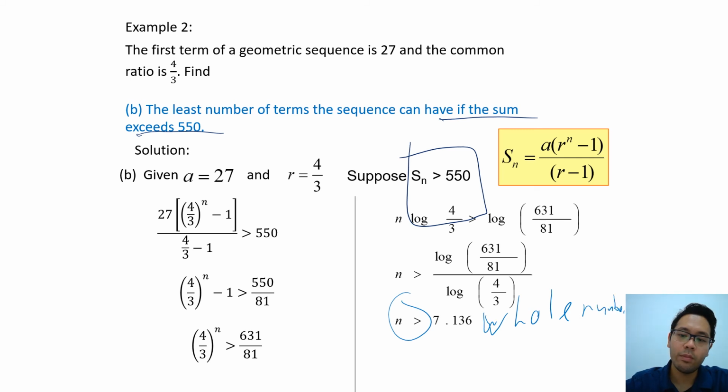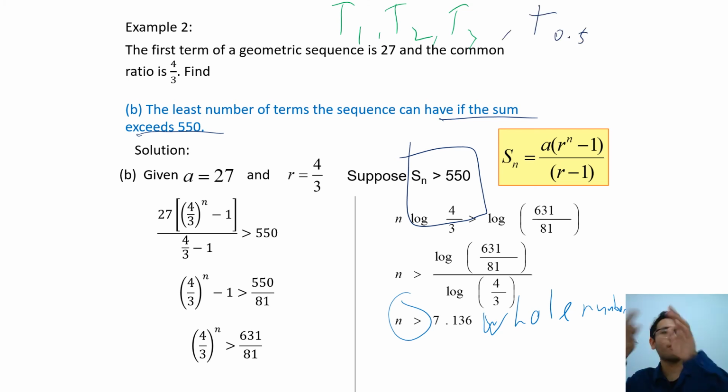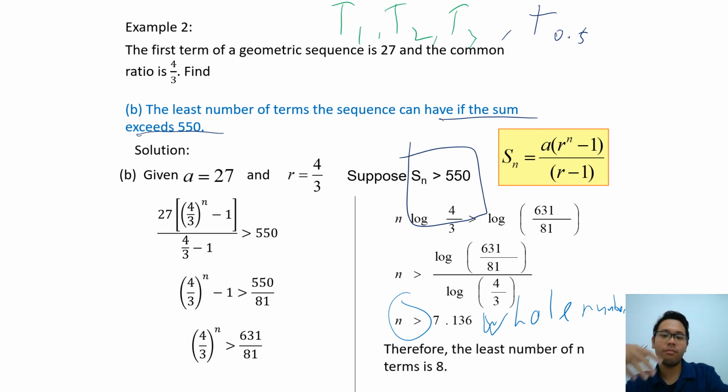Why does n need to be a whole number? Well, we are talking about terms. You can have term 1, term 2, term 3, but you cannot have something like t0.5. It just doesn't exist. You have the first term, second term, but you don't have the term in the middle. That's why n needs to be a whole number. So we just write down n is 8. The least number of n is 8.